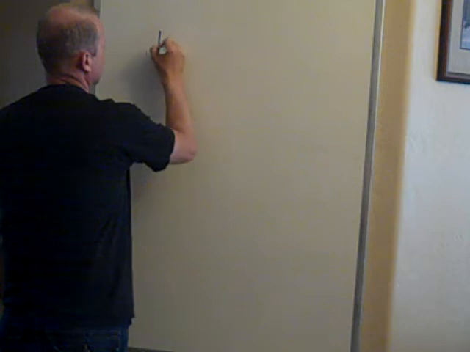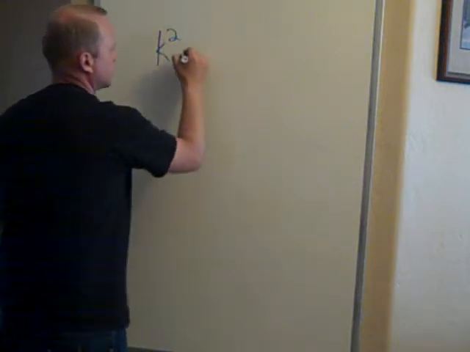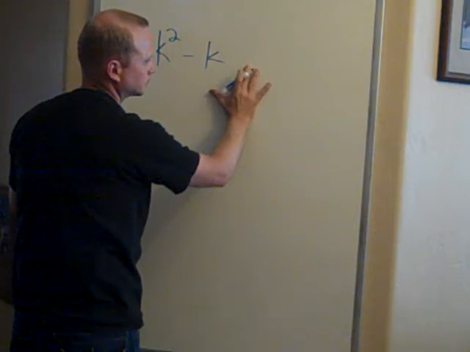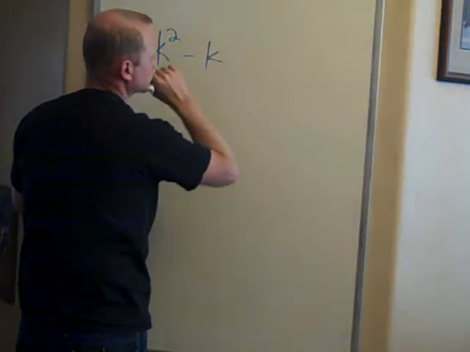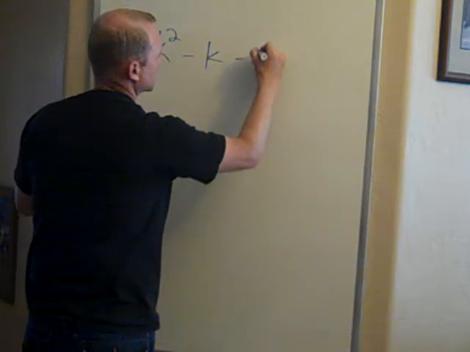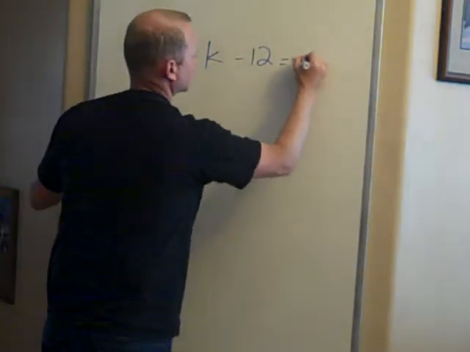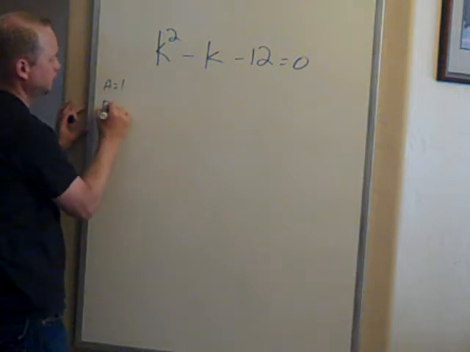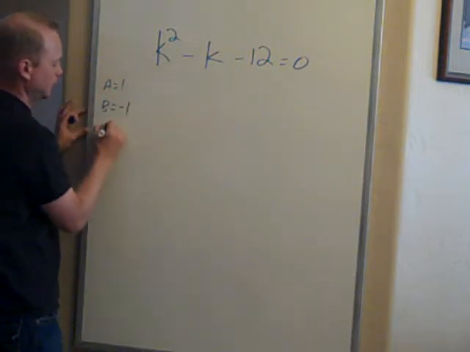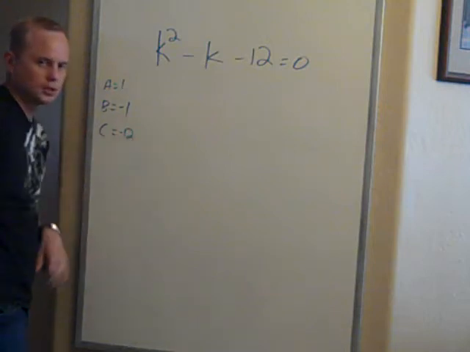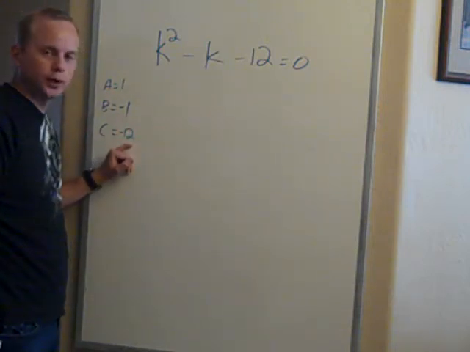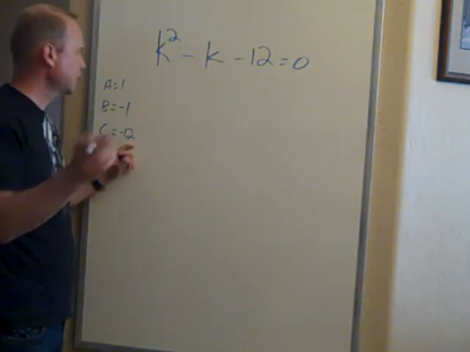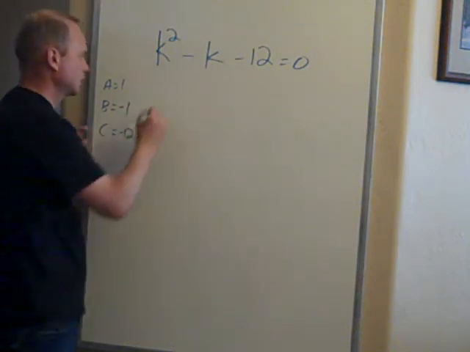Let's go, k squared minus k minus 12 equals 0. Okay, a equals 1, b is negative 1, and c is negative 12. Okay, so I look at my factors of 12, and two numbers need to multiply together to give me negative 12, but add together to give me negative 1.